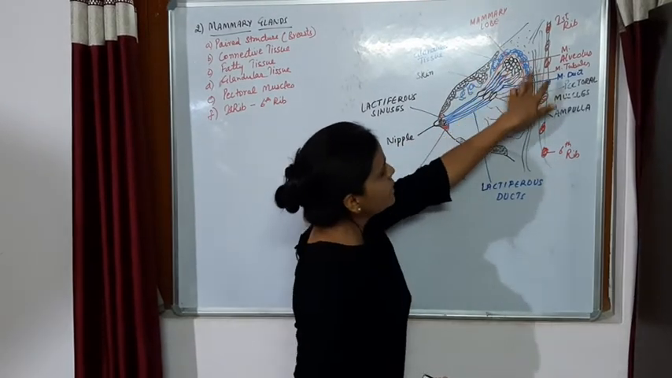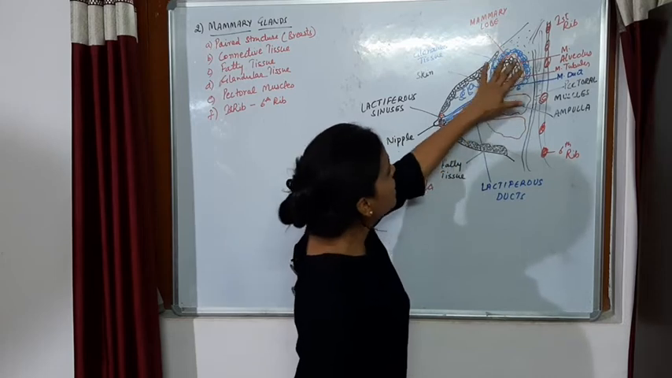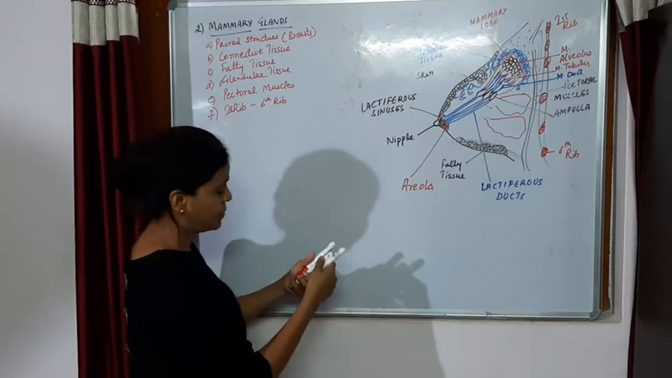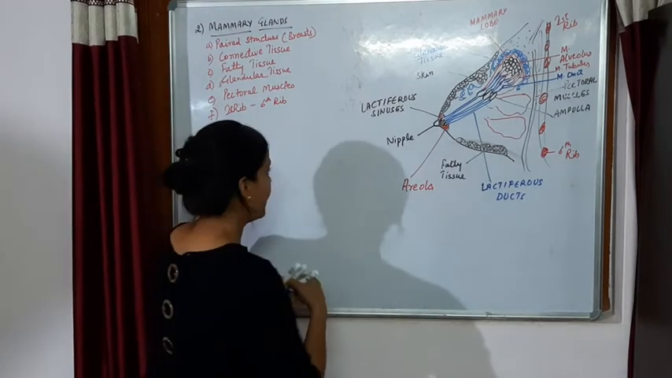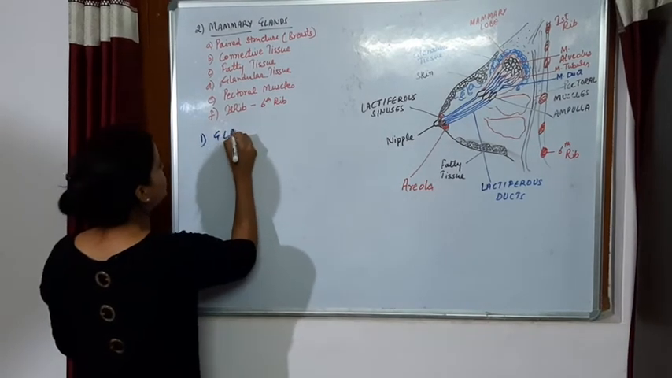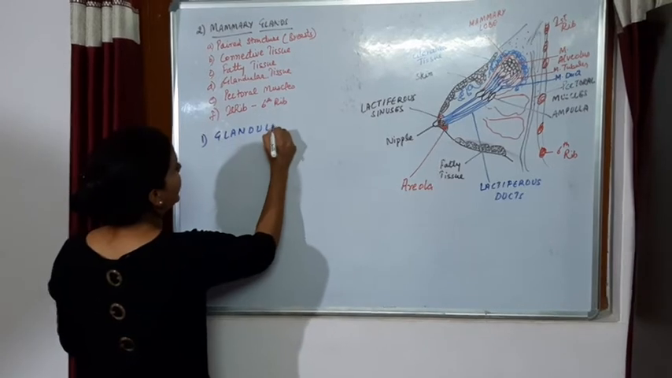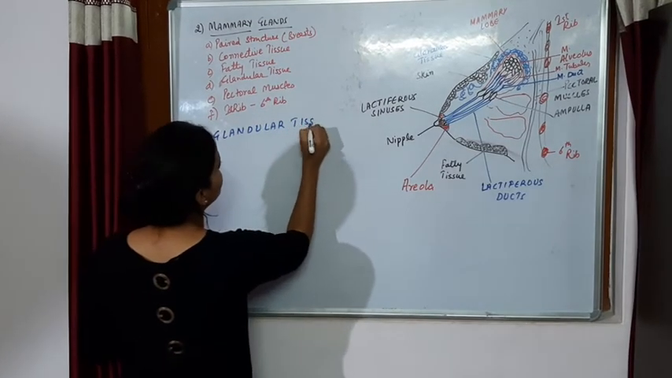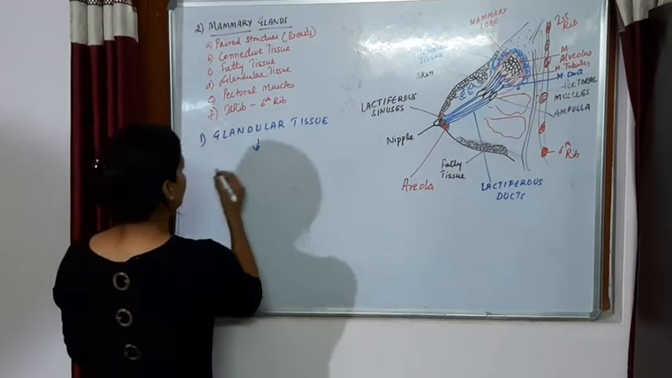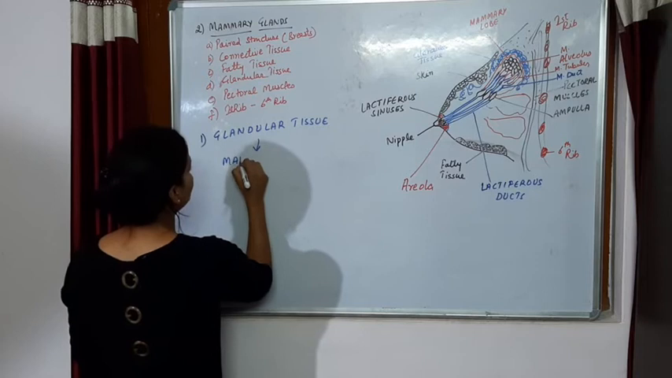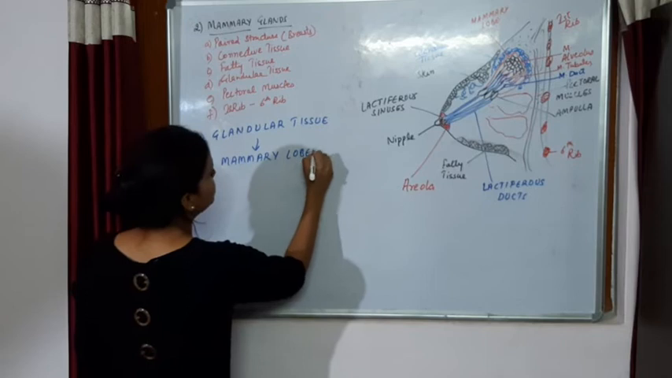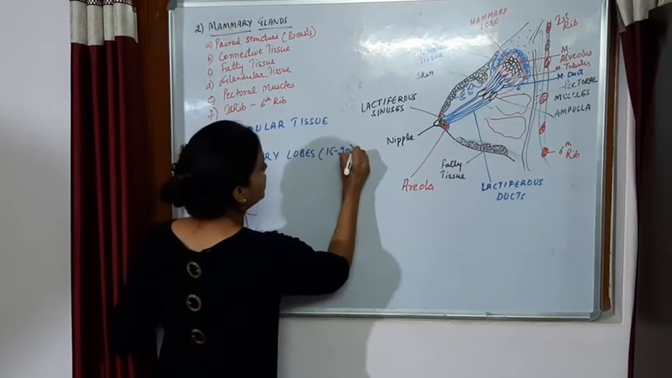So now what is the journey? See, glandular tissue. Then in the glandular tissue are located the mammary lobes. Let us write along with how the milk is conducted by difference. So first is the glandular tissue, right? So the glandular tissue, it shows the presence of what? 15 to 20 mammary lobes, right?